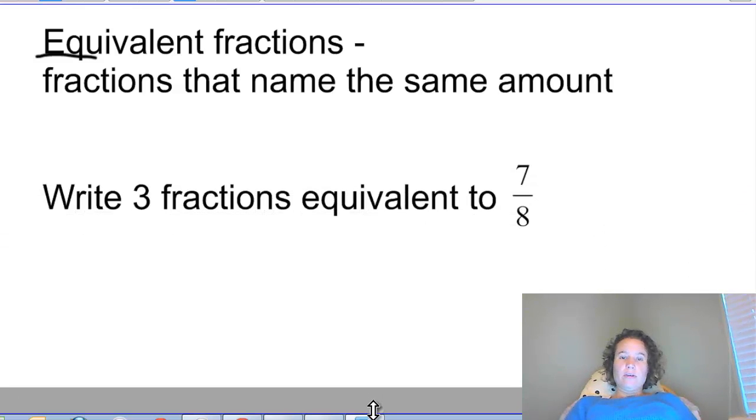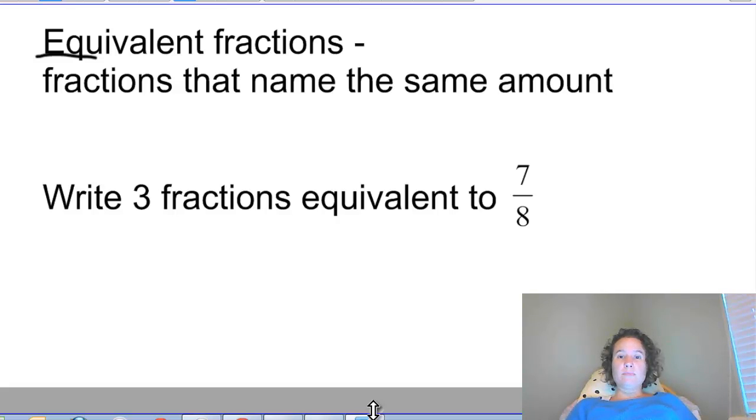So the first thing we are going to do here is write three fractions that are equivalent to 7/8. And it turns out that the way you do that is by either multiplying or dividing both the numerator and the denominator by the same number. Now 7 and 8 can't both be divided by the same number other than 1, which would give us an equivalent fraction, but it would be the exact same fraction.